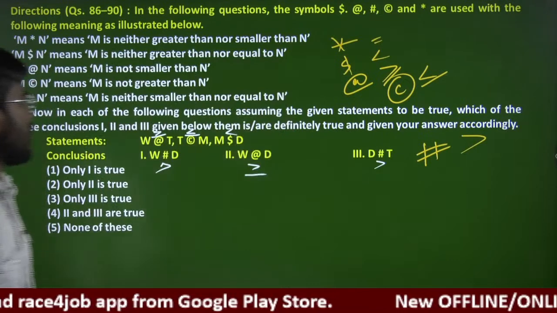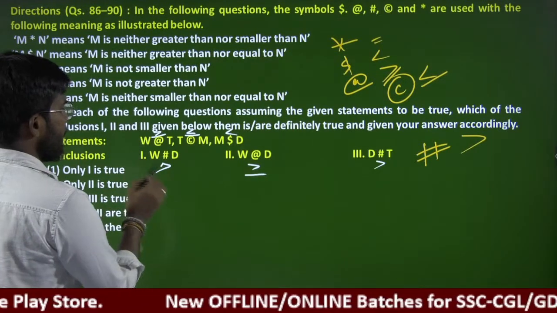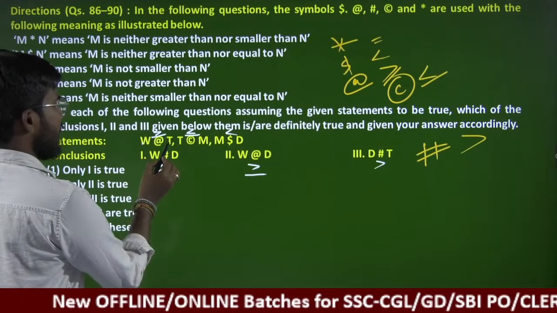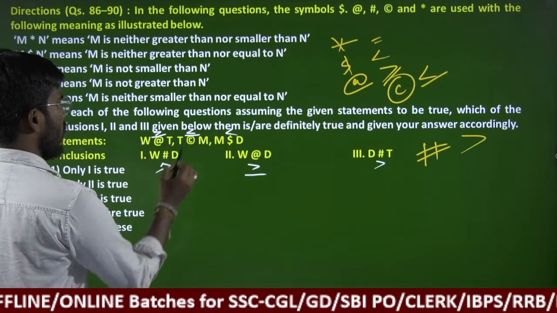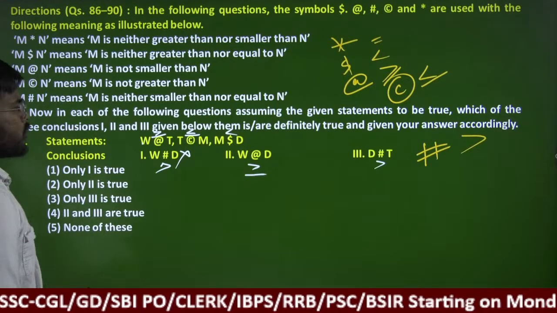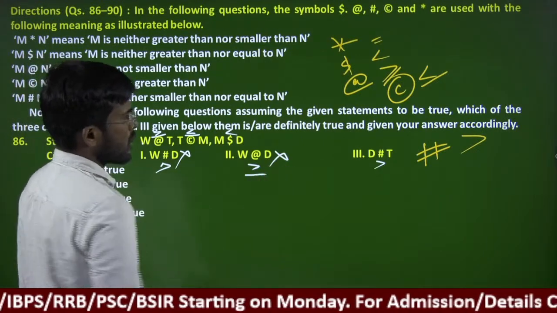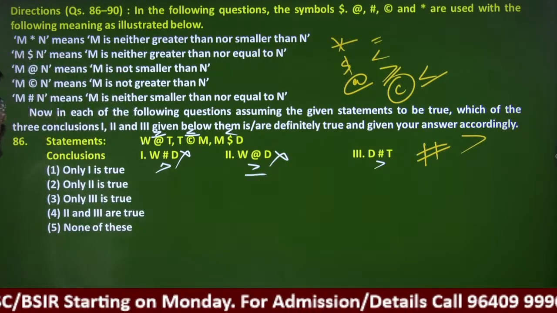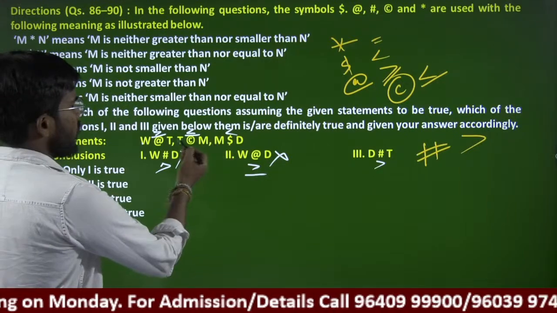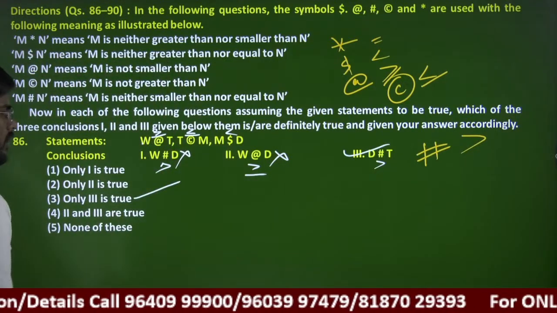Let's see the problems. From W to D, we have to move from W to D. From W to T, exactly we can move. From T to, we can't move. So option number 1 is wrong, conclusion 1. And W to D, along with equals to, so it is also wrong. D to A, D to T. From D to M, M to T. Yes, we can say that conclusion 3 is the correct one.